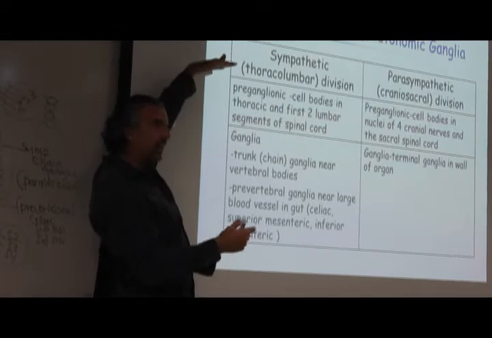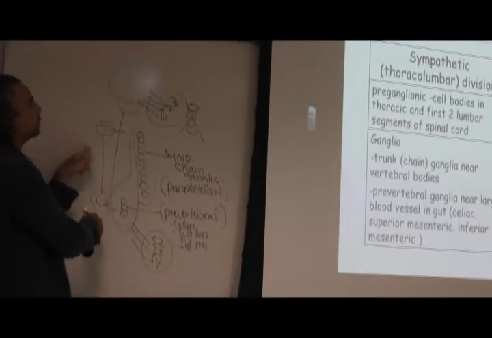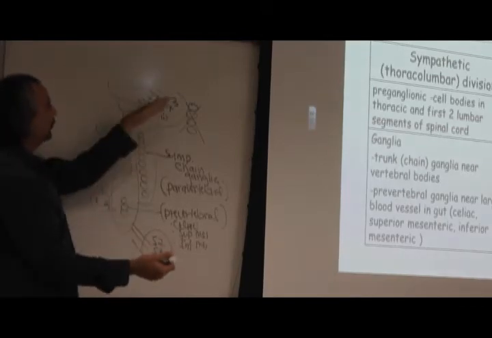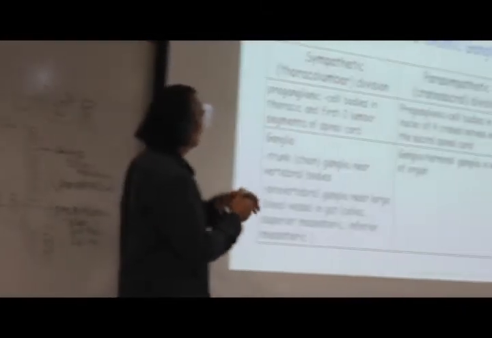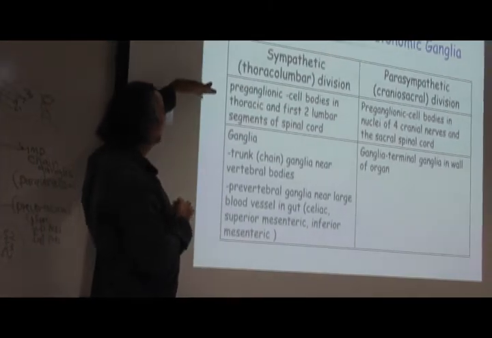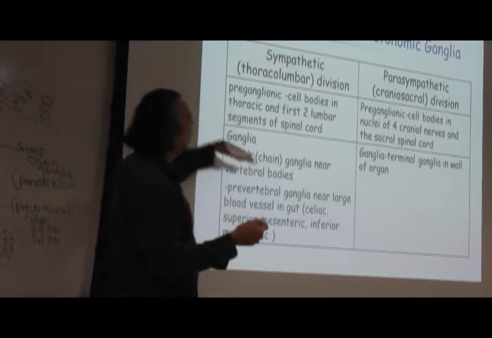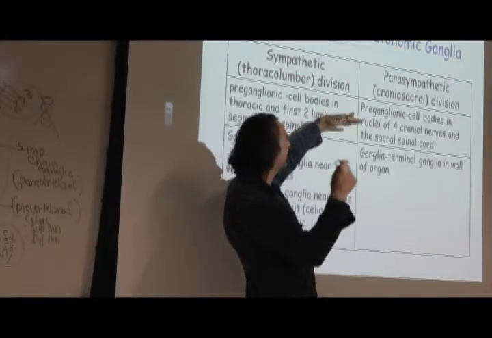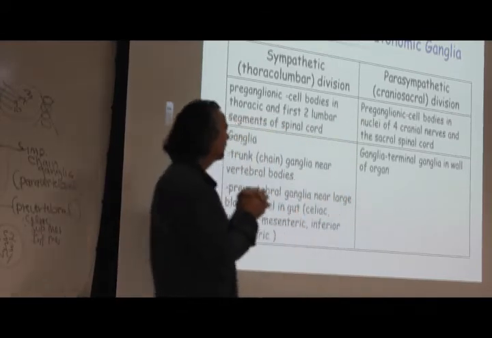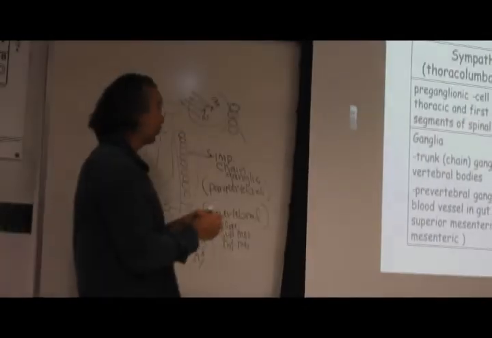So my sympathetic chain, my sympathetic area, is thoracolumbar, so T1 through L2. My parasympathetic is the craniosacral division. What else is sort of unique? Preganglionic cell bodies in the first two lumbar, so again, T1 through L2. Over here I have the nuclei for cranial nerves 3, 7, 9, 10, and sacral spinal cord. We're good there. Some other ganglia. I'll go through and pick and choose what's good to know.